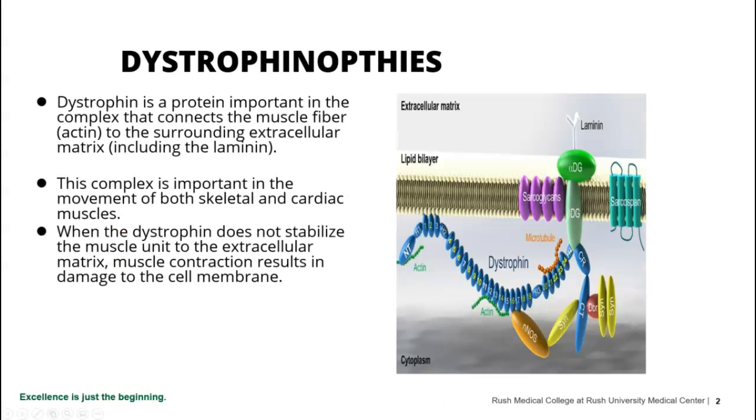So dystrophinopathies, dystrophin is a protein important in the complex that connects the muscle actin to the extracellular matrix, including the lamina. The complex is important in both the movement of skeletal and cardiac muscle, and when the dystrophin does not stabilize the muscle unit to the extracellular matrix, every time the muscle contracts, it results in damage to the cell membrane.